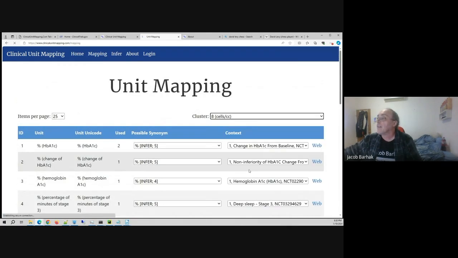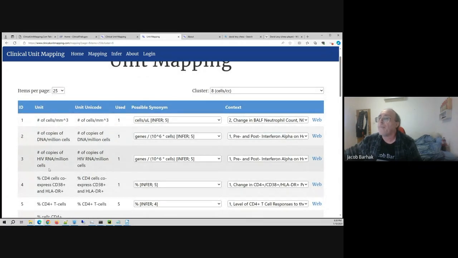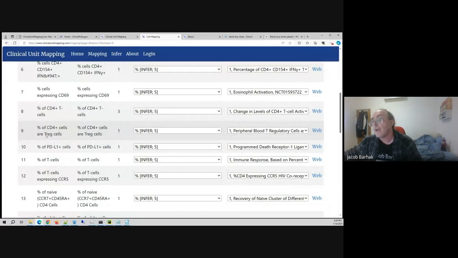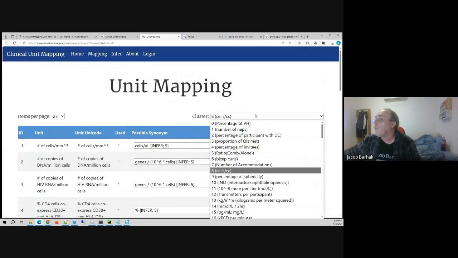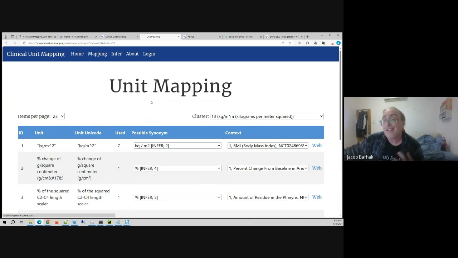But here in cluster 8, you'll see things that look totally different. Let it load for a second. It's quite a heavy lift for the machine. But now you can see cells or copies per million cells, and all of those things look totally different than the A1Cs that we saw before. And of course, you can go into things that look even more different. So you have different clusters of things. They're kind of similar, but not really. So this is what the clustering does.